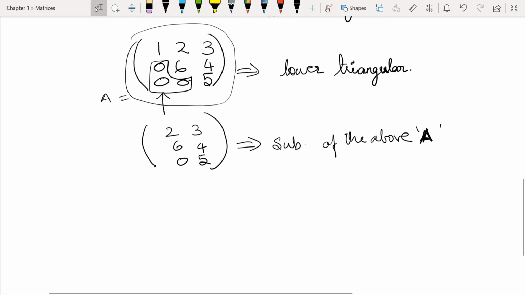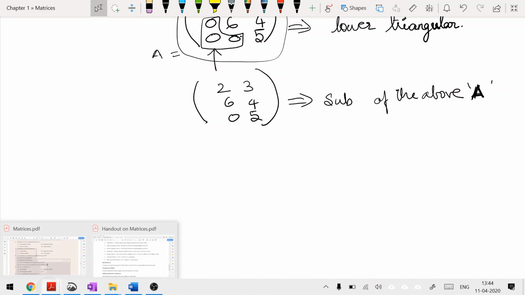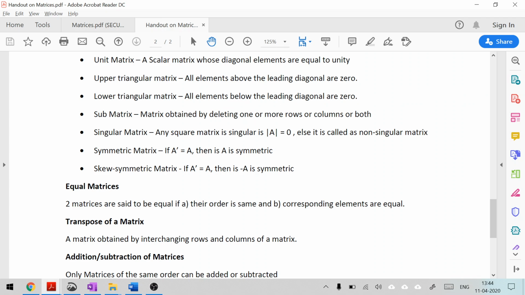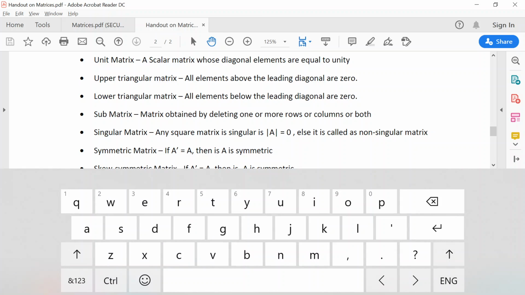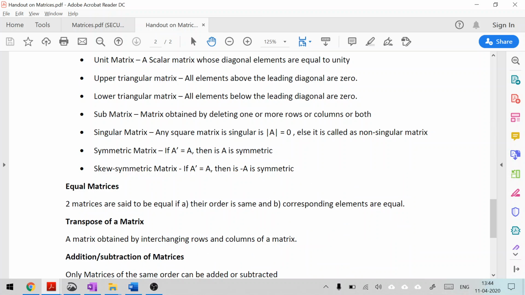Okay. Next, let's go to singular matrix. For now, just understand the definition that any square matrix is singular if the determinant is equal to 0. I will tell you what a determinant is and how to find it in the next lecture. So for now you can just learn this. If the determinant is 0, it's a singular matrix. If the determinant is not 0, then it is not singular. Of course, it has to be a square matrix first.